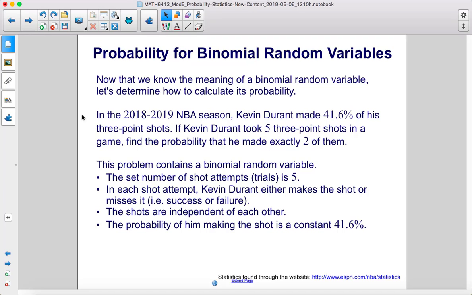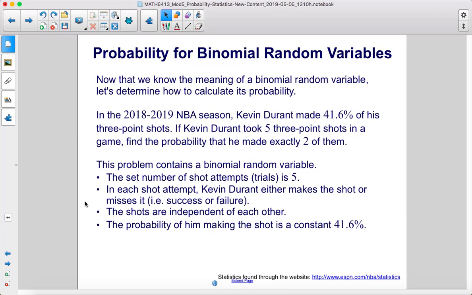Now that we know the meaning of a binomial random variable, let's determine how to calculate its probability. In the 2018-2019 NBA season, Kevin Durant made 41.6% of his three-point shots. If Kevin Durant took 5 three-point shots in a game, find the probability that he made exactly 2 of them.